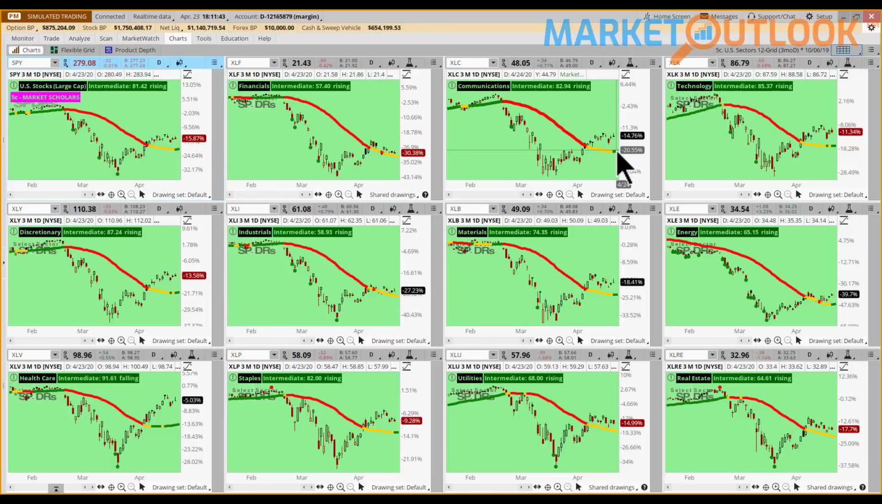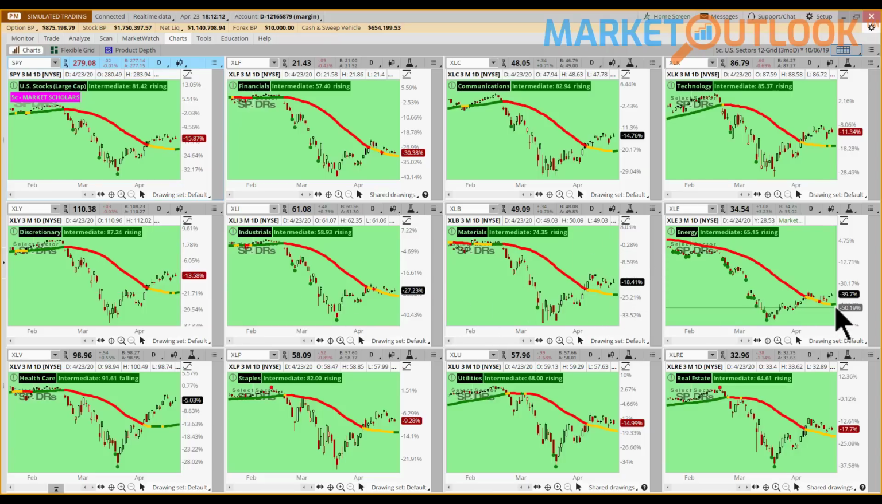But you can see that the same thing happened here with communications. It got its green moving average today. You've got another green moving average there on technology. Remember, it had it for one day a couple of days ago, and then it went back to yellow, and now it's back to green. So communications, technology, both have the green moving average. You have a green moving average on the discretionary stocks. You have a green moving average on materials.